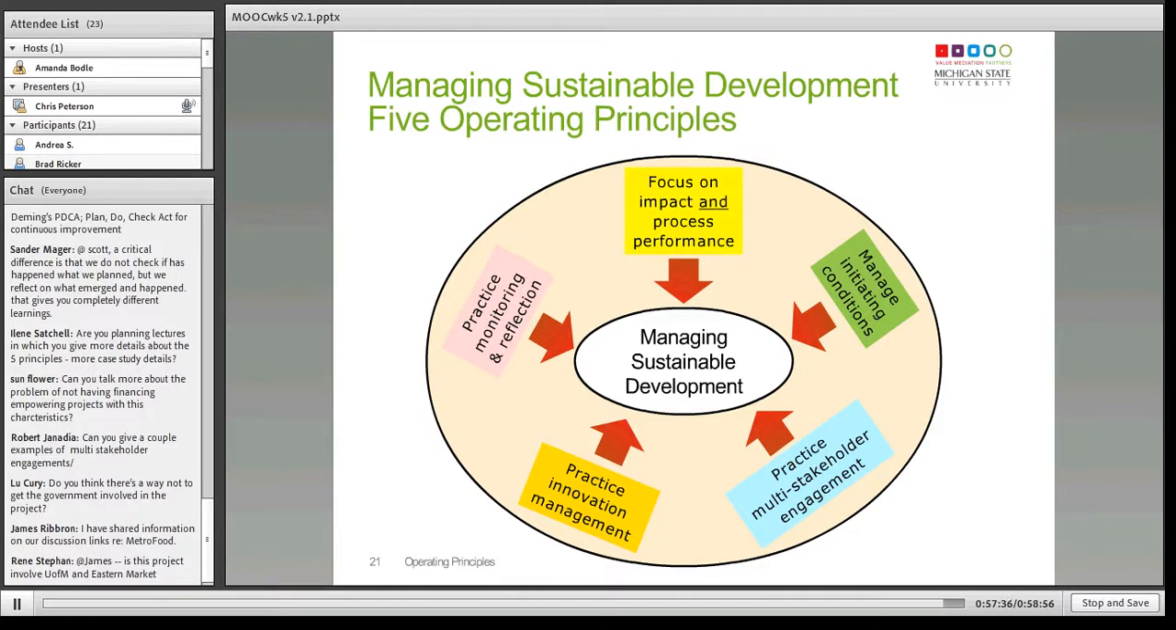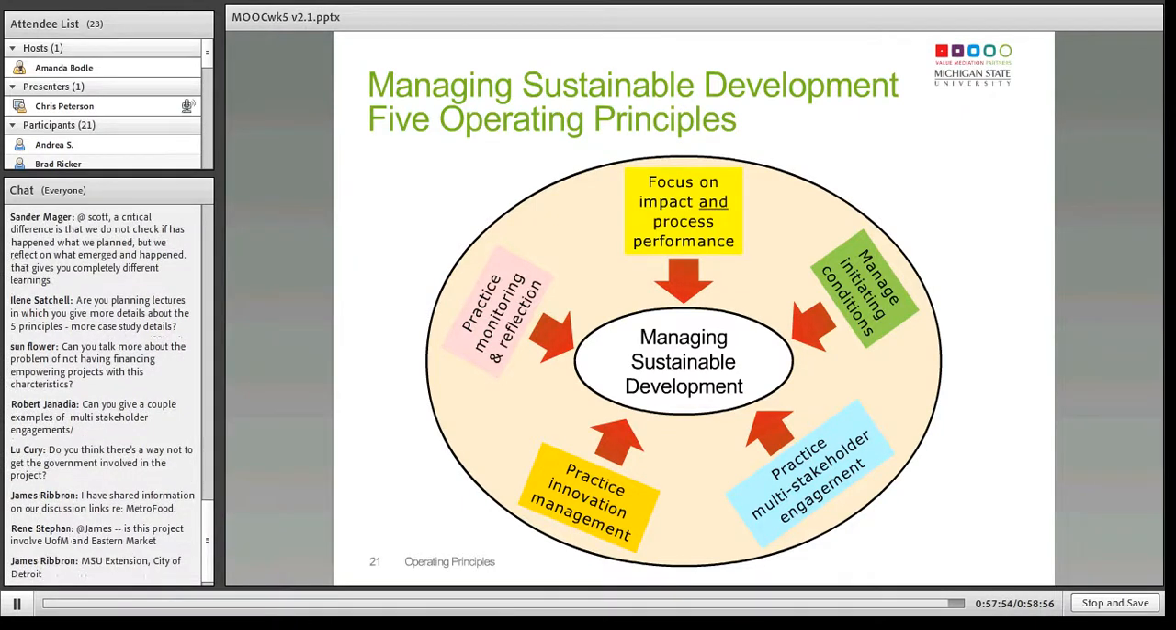And I see James has mentioned that he shared some links about Metro Food, and I think that this is important. And then I guess a question more to James: does this project involve U of M and Eastern Market? Certainly Eastern Market has been critical to our organization.